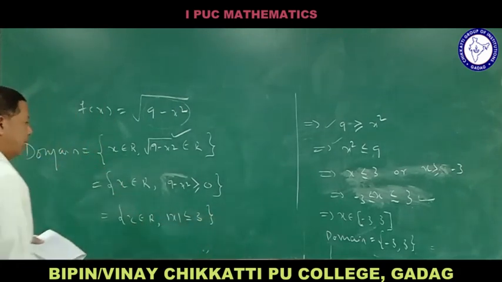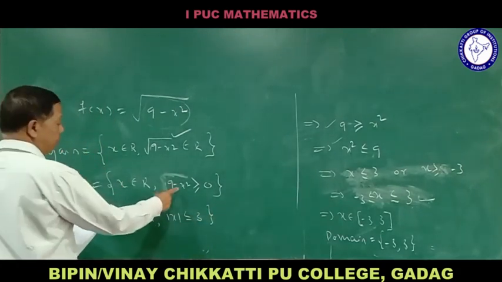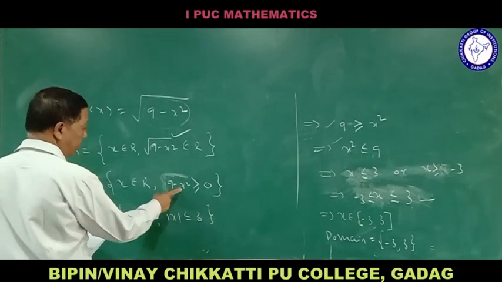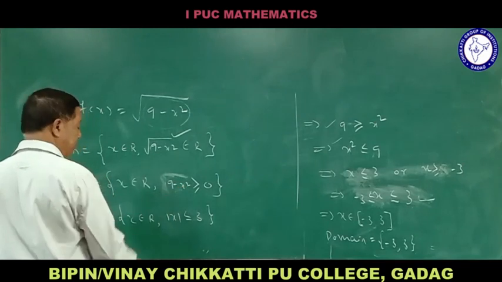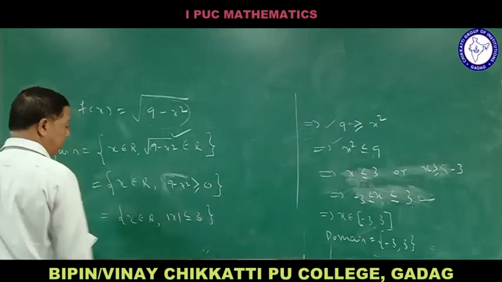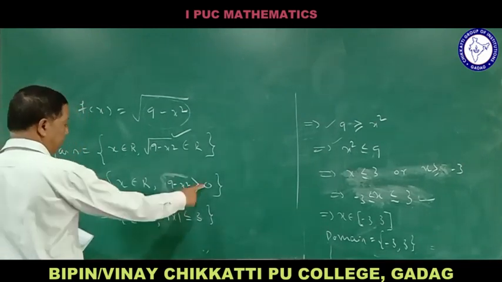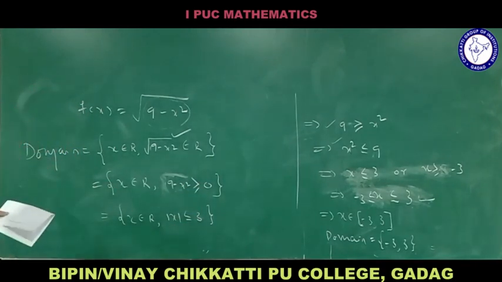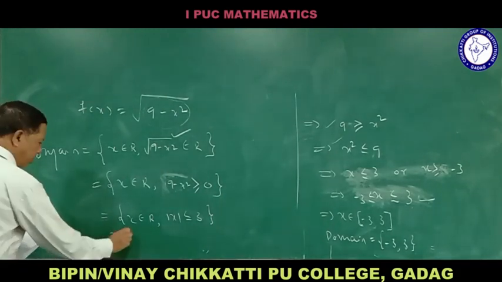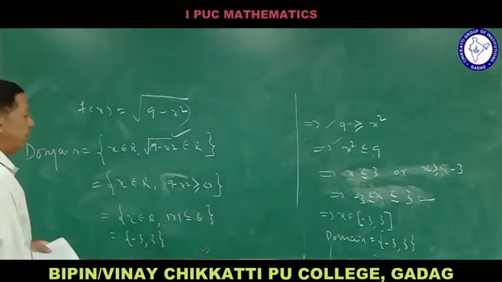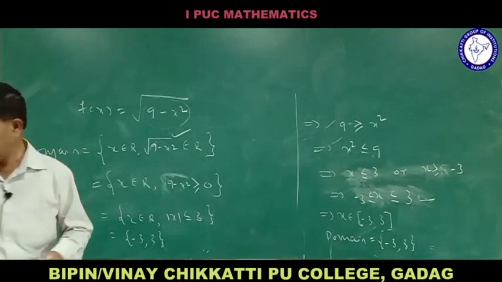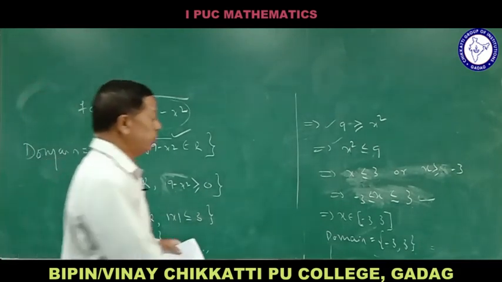To get greater than or equal to 0, when x is equal to 3 you will get 0, and for the other values in between, the result should be taken between 0 and 3. So now when modulus of x is less than or equal to 3, you see the possible values: minus 3 and plus 3. This is the domain of this function.